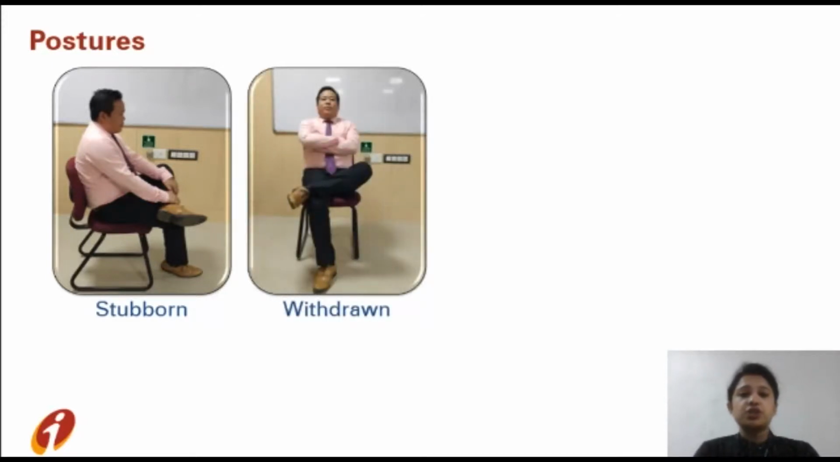In the second picture, the listener is holding one leg on top of the other and also he has folded his arms and he has a laid back attitude. It shows the listener has withdrawn. Whatever he had to say, he has completed it and he does not want to add anything more to it.